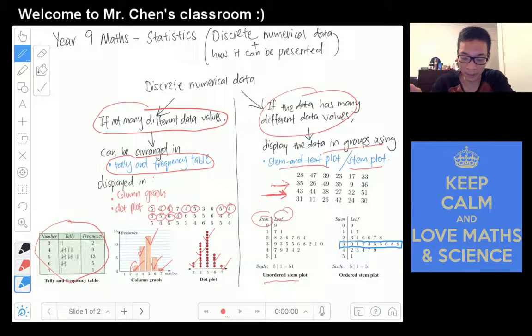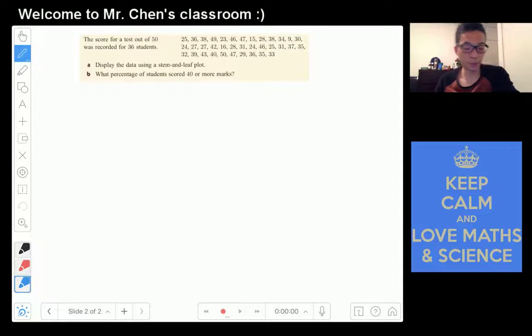So stem and leaf plot is one of the ways to present the data if you have many different data values. So we're going to do an exercise on that. The score of a test out of 50 was recorded for 36 students. So straight away we know there are 36 students taking a test, and the test is out of 50, and you have the data set here.